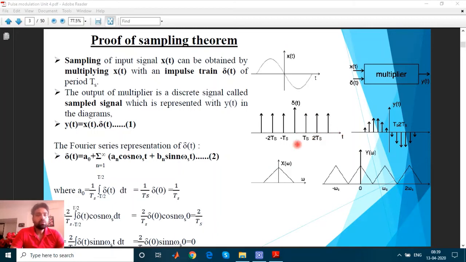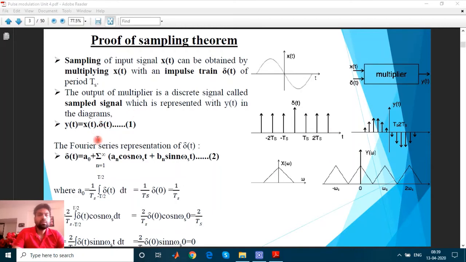Similarly for the positive, so we have a sequence of train. So that has been taken care of here. Let's say we have a sampling. The input signal is x(t), which is to be taken up here. Second, we take the impulse train, which is delta(t). An impulse train is a sequence of impulses, a multiple combination of impulses, which has been taken here.